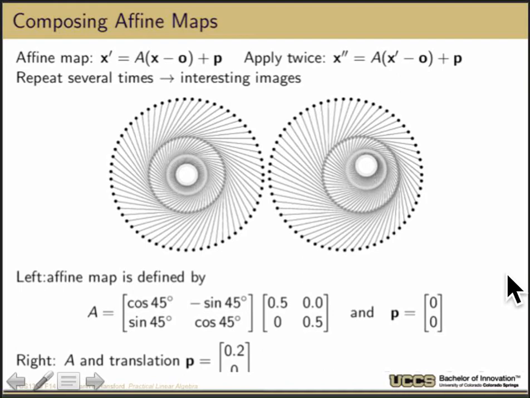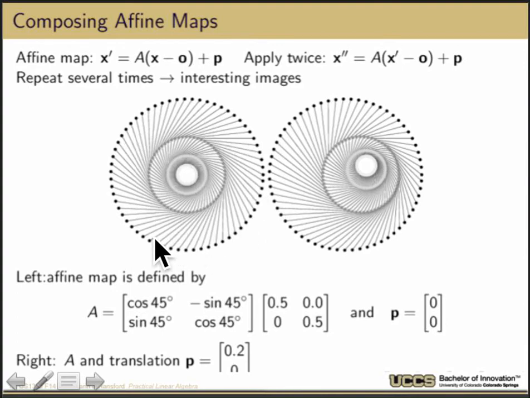Now, one of the other nice things about affine maps, and one of the ways we'll use them, is that affine maps can be applied to a point. And since the effect of applying an affine map to a point is a point, that means I can compose these maps. So if I have some affine map, A times (x minus o) plus p, and I apply it twice, I'm going to get A times (x prime minus o) plus p, which, if you expand it, puts that in for x prime, so I'm going to get A squared x minus A o minus o plus p.